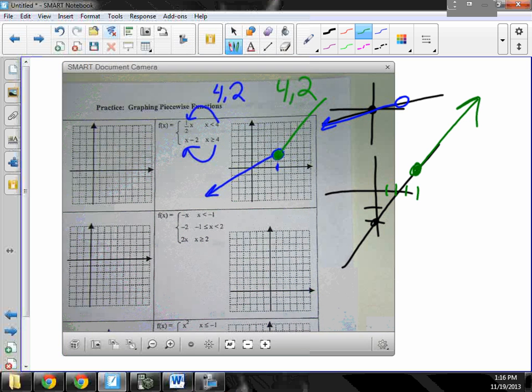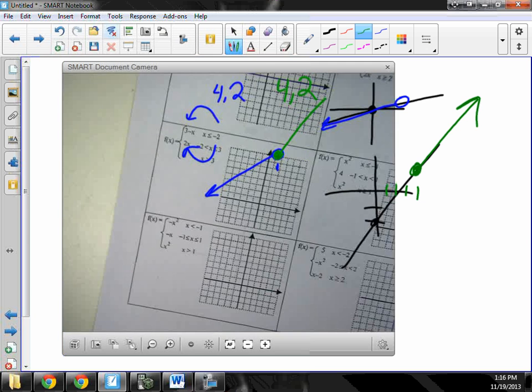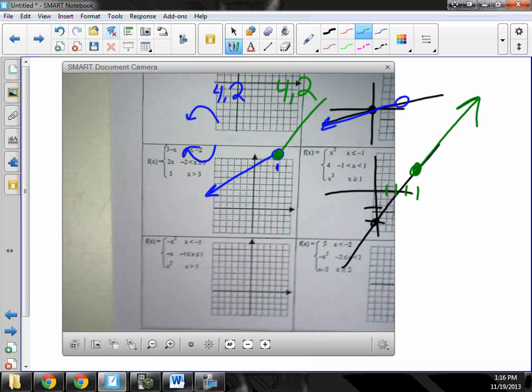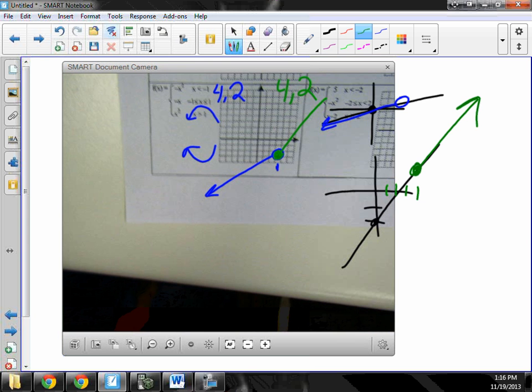Yeah, it's steeper. Yeah, it's twice as steep as the other one. Good point. Okay. Look at the one on the bottom left. This will be the last one, and then you guys can work on your homework.